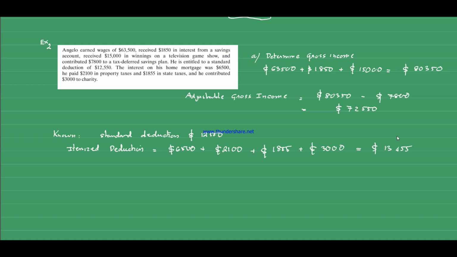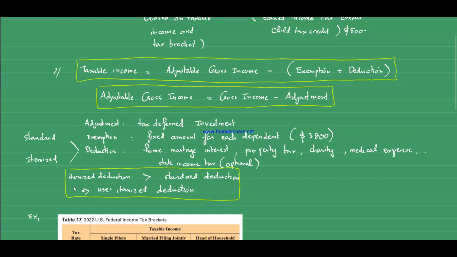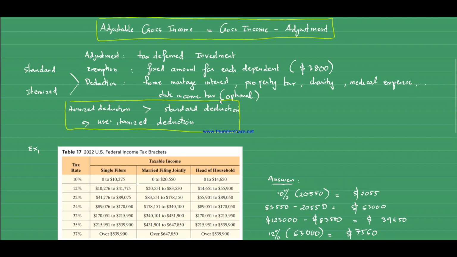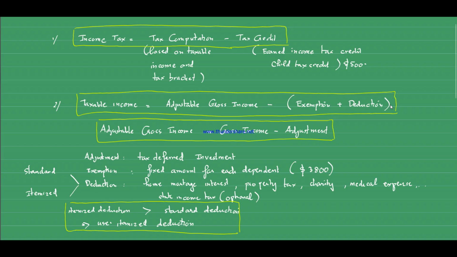Check that for me. All right. So you see over here the itemized deduction is this and standard is this. So itemized is greater. Itemized deduction is greater than standard. It means we gotta use the itemized deduction. We're not using standard.